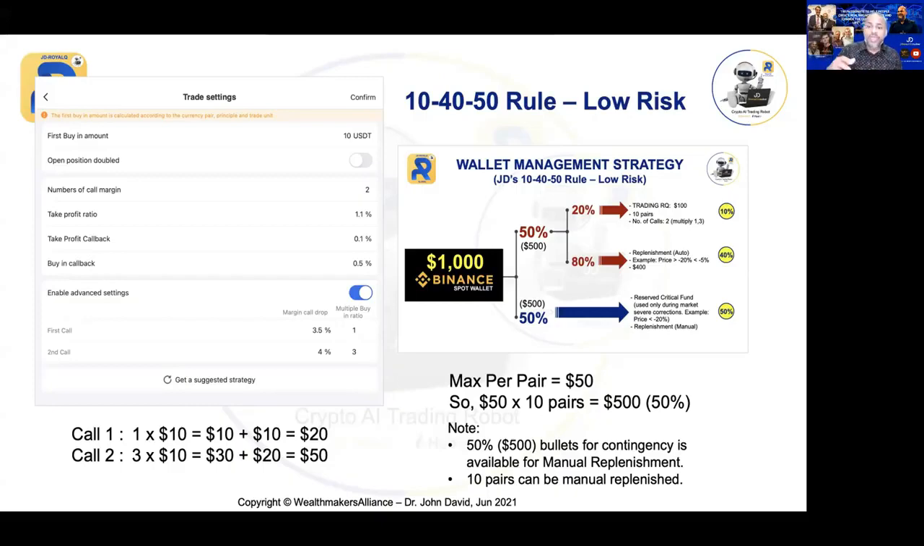Then I will go in and deal with another 1 or 2 pairs, and that pair is profit. Then I will deal with the rest. So you don't use up all the contingency fund in one shot. You do it one by one. Can you understand me? So this is basically the first wallet management strategy, which is the low risk.